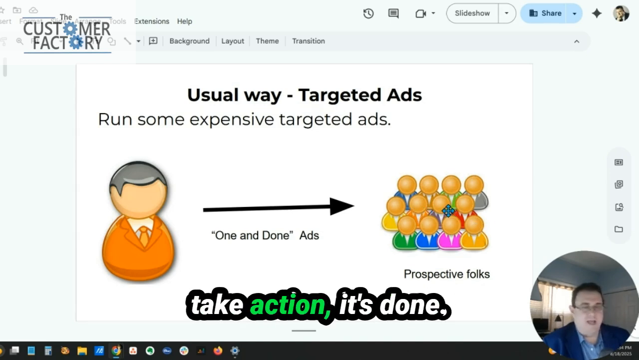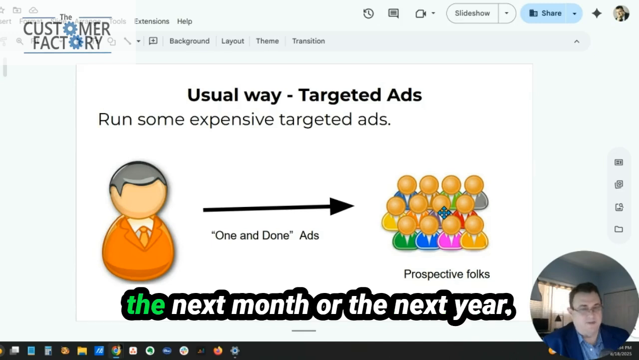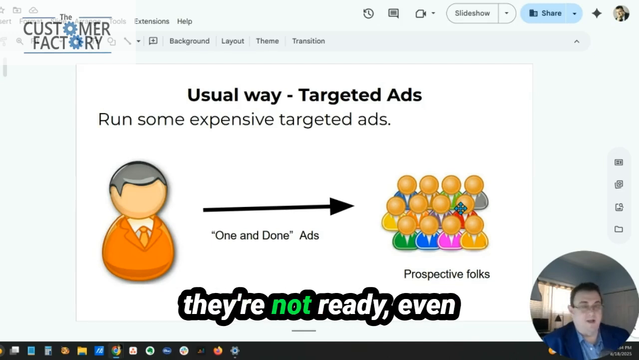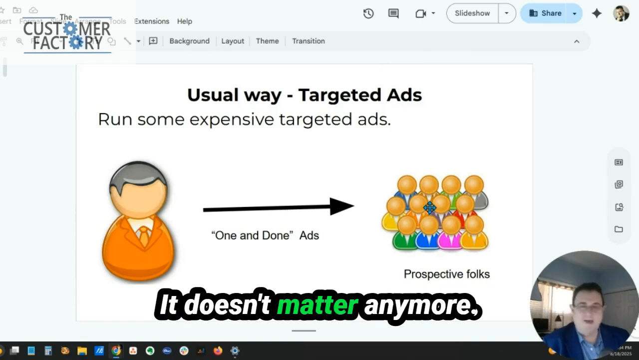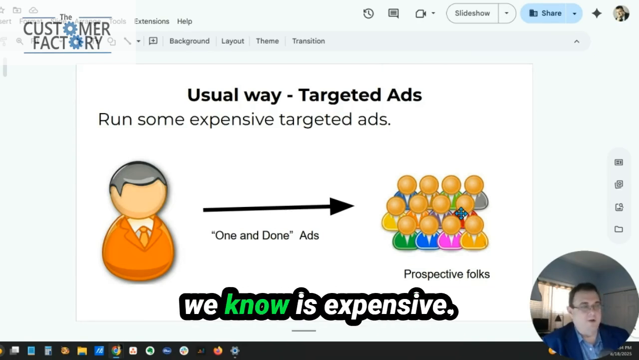If they're not ready to take action, it's done. And you got to pay to run it again the next day or the next week or the next month or the next year. Otherwise, you make an offer to these guys. They're not ready, even though they are prospects. Most of them don't. It doesn't matter to them. And you paid a lot of money to reach these guys because targeting ads, we know, is expensive.